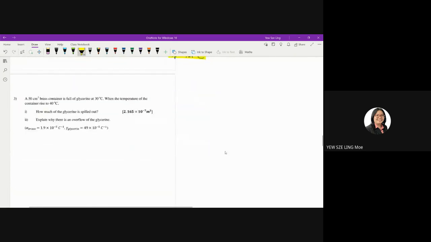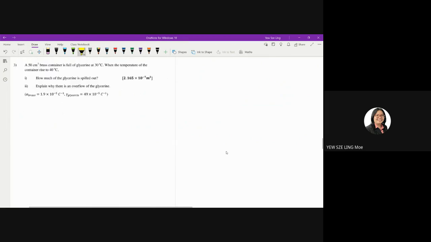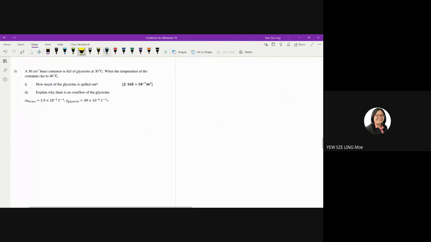Okay, so next, question number 3. A 50 cm cube brass container is full of glycerin at 30 degrees C. When the temperature of the container rises to 40 degrees C, how much of the glycerin spills out? And explain why there is an overflow. So you see, the questions will ask you why, and you need to be able to explain. In linear expansion, in the question just now, you explained it based on alpha. In this question, you can explain it based on gamma.